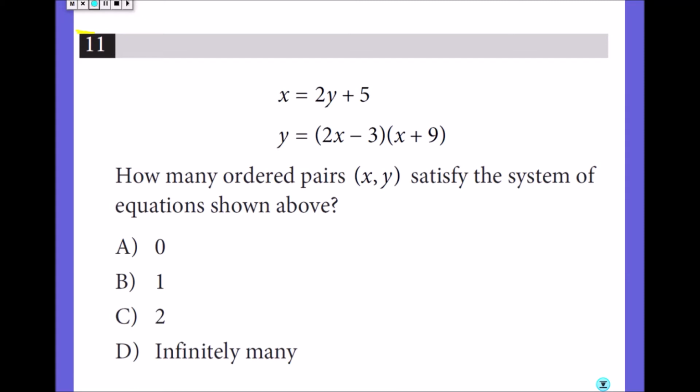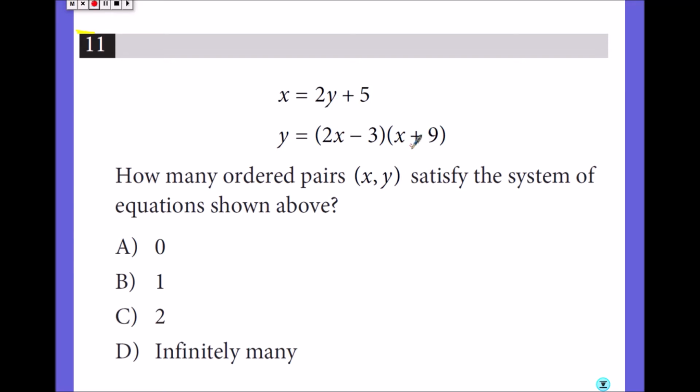11. How many ordered pairs x, y satisfy the system of equations shown above? So if they're exactly the same, it becomes exactly the same equation, then there are infinitely many solutions. If it doesn't become true, then there's none, and either it's 1, infinity, or 0. So let's go ahead and substitute what we have for x, but I think it would be easier to substitute what we have for y, right? Because here, if you substitute 2y plus y here, you have to double it and FOIL it.